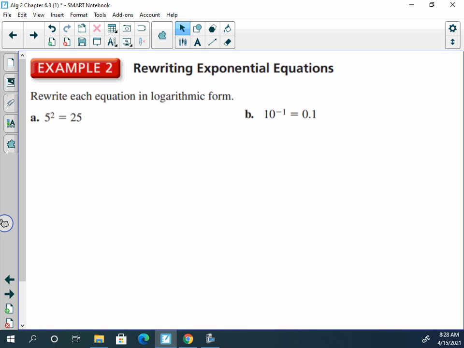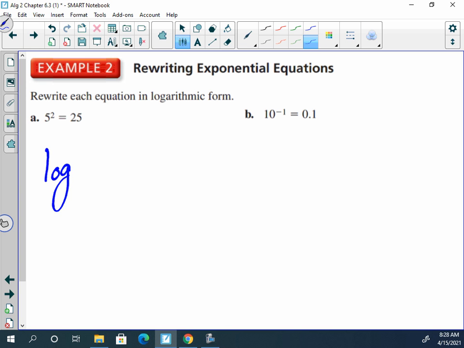We can also go the other way around. Because we aren't able to just go from logarithmic to exponential, but we can also go from exponential to logarithmic. So if I look at 5 squared equals 25, the first thing I need to write is log base 5 of what? 25 is equal to 2. So we're just going in the other direction. Our base would be 5, and we move the 25 from the other side of the equal sign, is equal to 2.